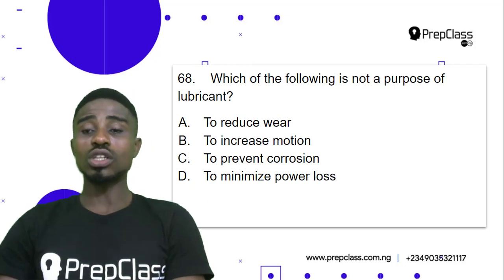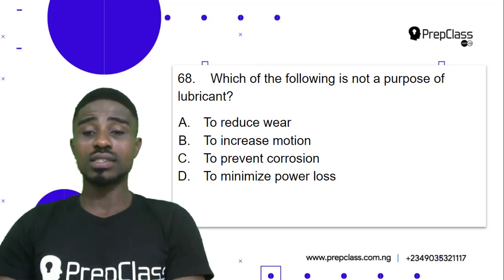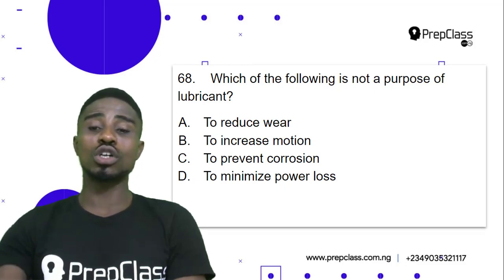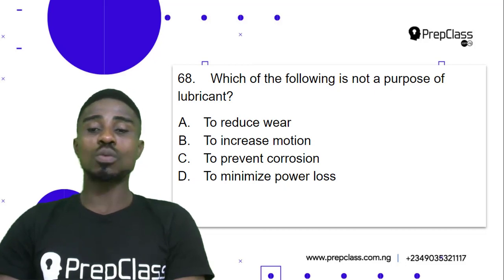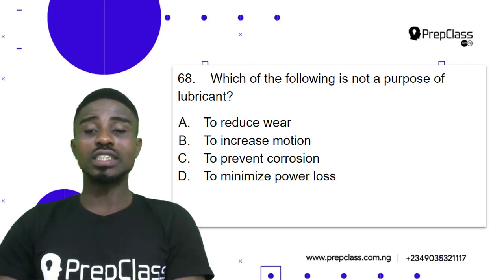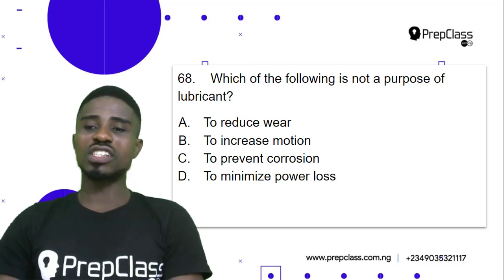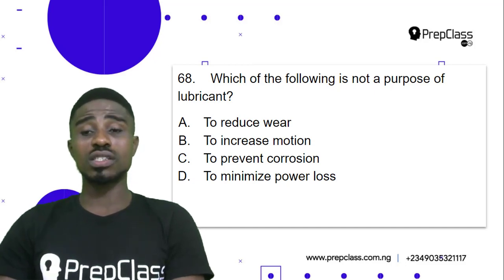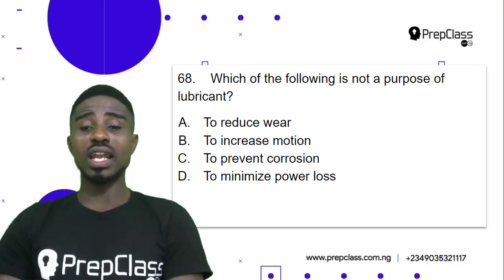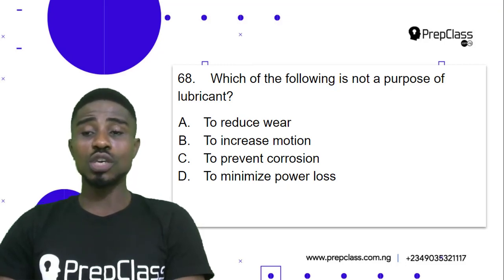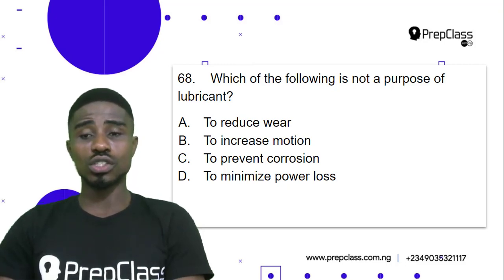Question 68. Which of the following is not a purpose of lubricant? A, to reduce wear, B, to increase motion, C, to prevent corrosion, D, to minimize power loss. For us to carefully select the correct answer, we need to have an understanding of the question, then we analyze all of the options to see which one best answers our question.